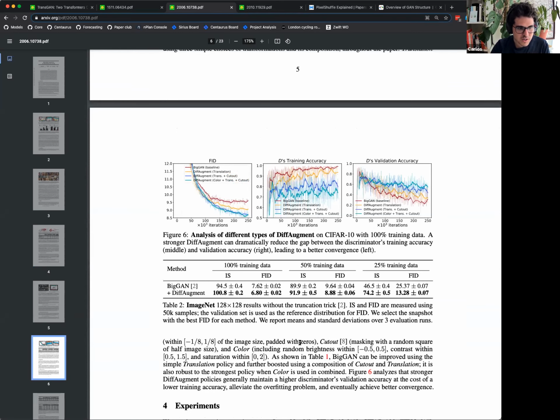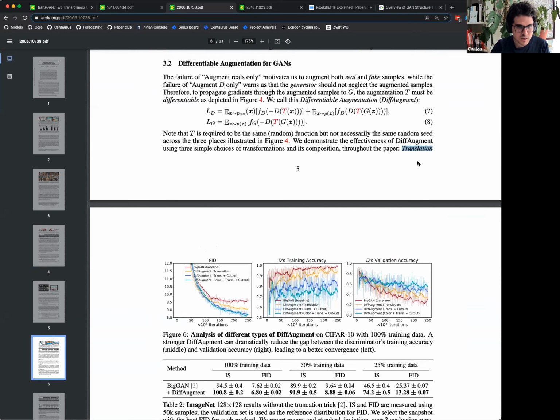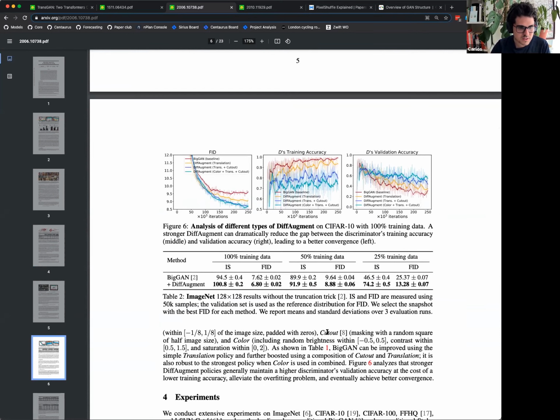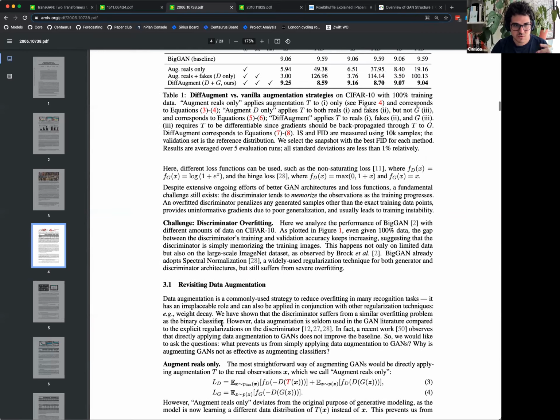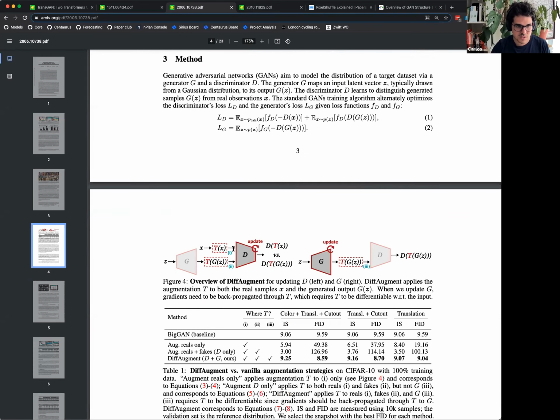Okay, so you have translation, cutout, and then color and saturation. Also, there are 4. So you have those 4 operations. They are actually applied within the training. So you can see that the output of the generator or discriminator is augmented. So this T function is the DiffAugment, which means that the data augmentation is within the training process.